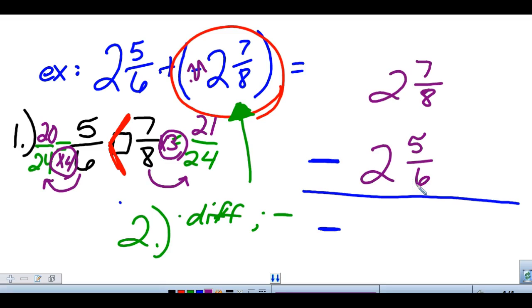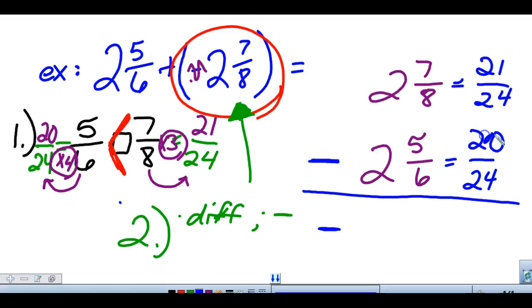Subtracting mixed numbers, we have to have that common denominator. Well, we already knew our common denominator from step 1. Our common denominator is 24. And that gave us 21 and 20 right here. These are our new fractions. We just made them equal in comparison to each other, so that we can do the subtraction as needed.